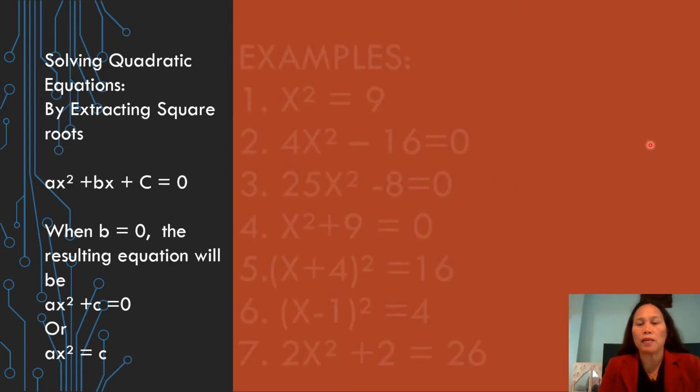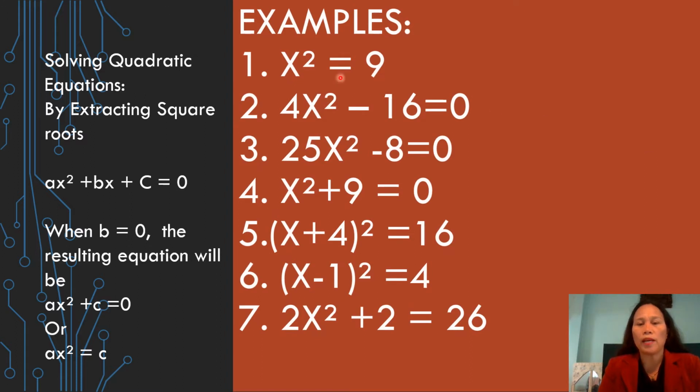Now, let's have an example. So I have here, look at this, 1 to 7. Number 1, x squared is equal to 9. So ito yung form ng kagaya nito. Number 2 naman, 4x squared minus 16 is equal to 0. Ax squared plus c is equal to 0. Now, tingnan nyo ang number 5. So, pwedeng maging ganito din ang form if b is equal to 0.